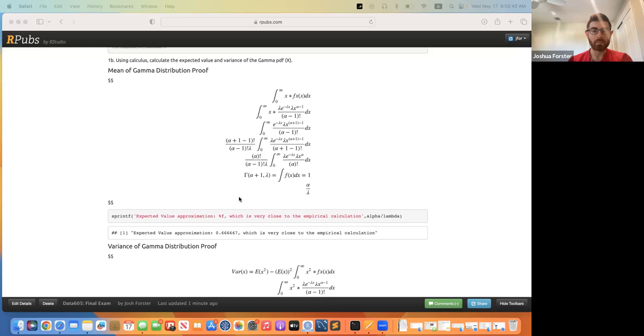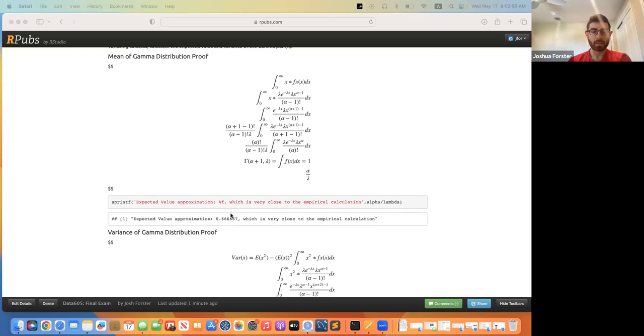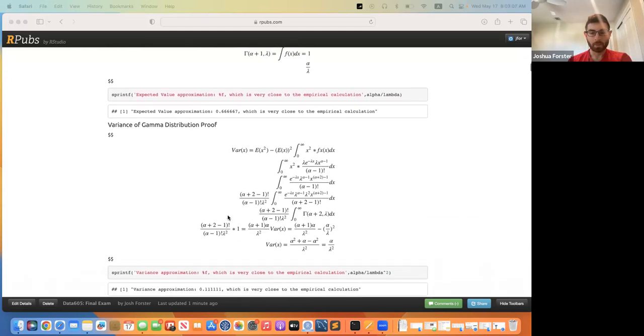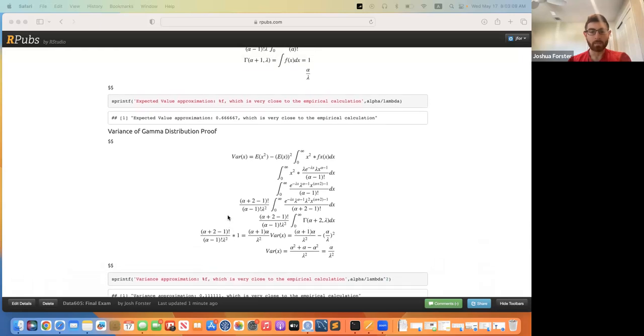But you'll see that when you get to what a math textbook would tell you is the mean of a gamma distribution, alpha over lambda, that approximation is incredibly close to just taking the mean of the distribution overall of a random sample. So in terms of the variance, it's the same type of concept. It's mostly simplification of your integral.